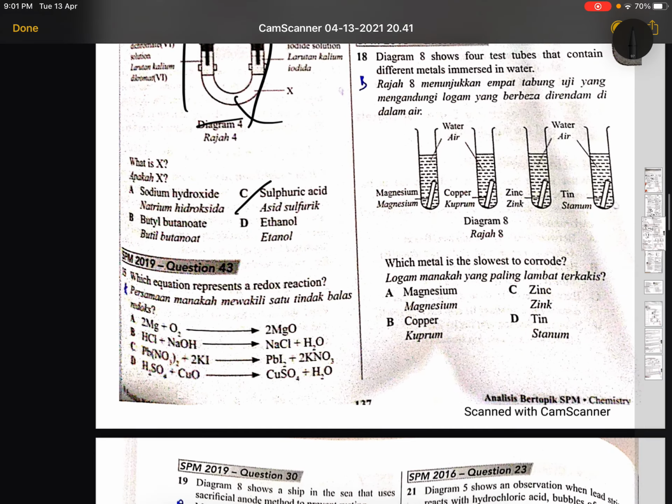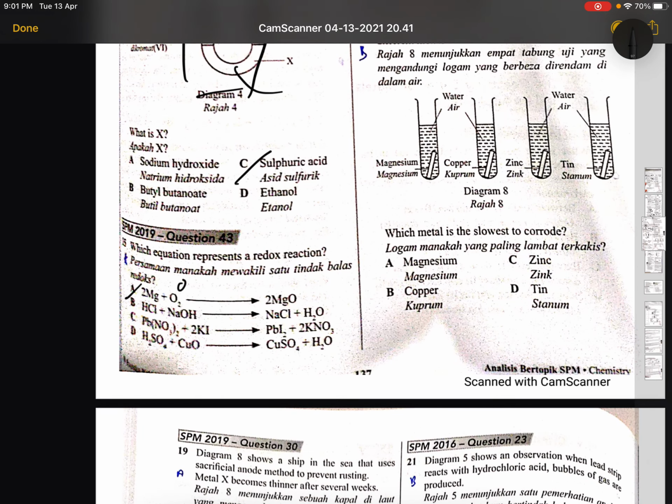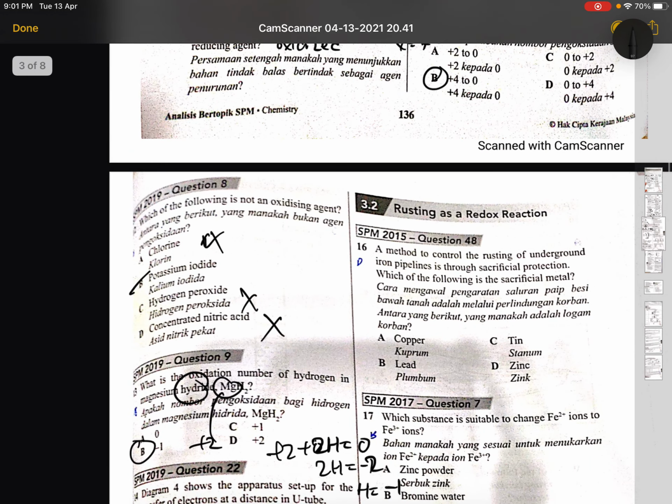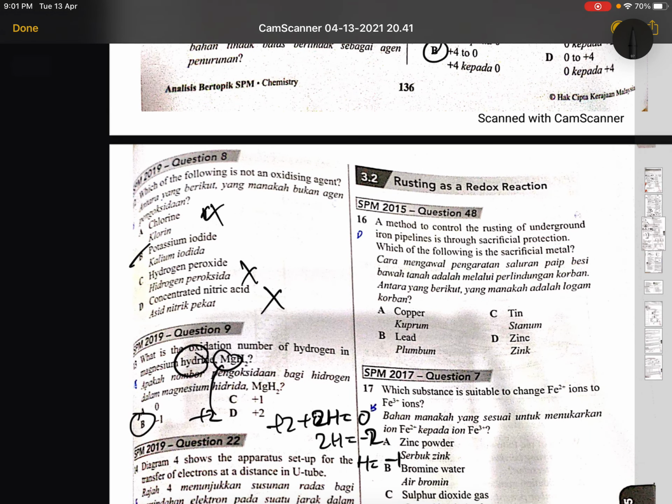Next, which equation represents a redox reaction? Again, it's the same thing as the ones earlier. The answer is, I think, let me just see. I think it's A. Yep, it's A, because Mg goes from 0 to +2 and O2 goes from 0 to -2. So one is reduced, one is oxidized.